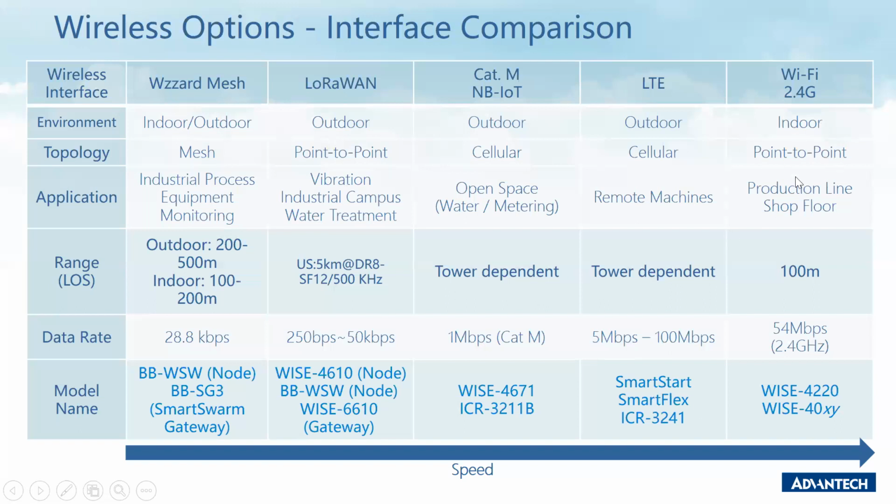Wi-Fi needs no real introduction. What's a good Wi-Fi application for Advantech? Production lines, shop floors, typically a stationary application. I'm joining an enterprise network, a production Wi-Fi network, at a higher speed, and the WISE 4000 line, specifically 4220 and 4050 or 4060, supports Wi-Fi. Okay, so far so good.